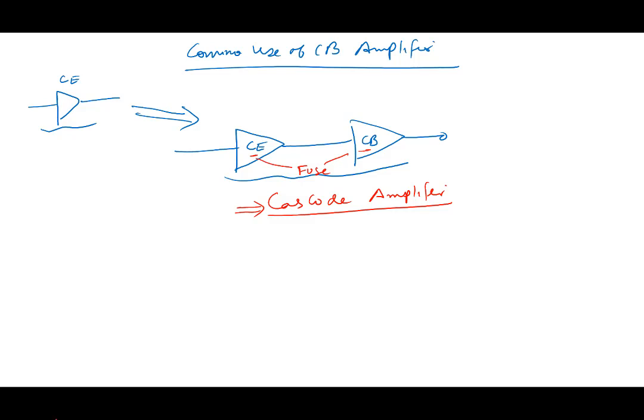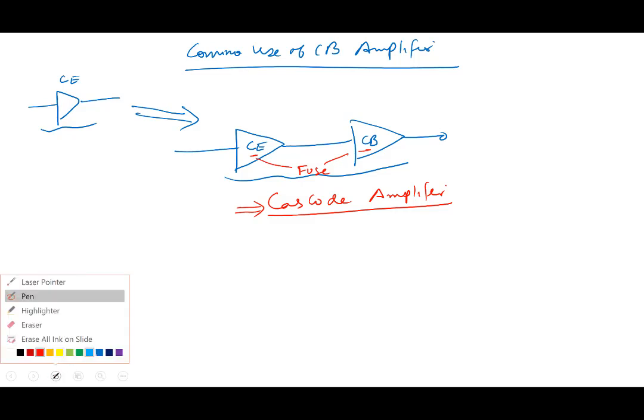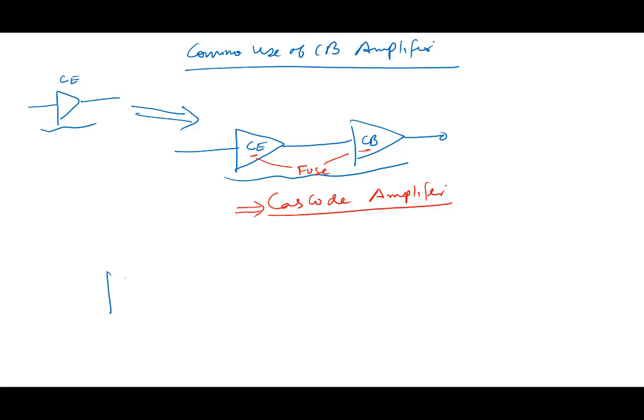See, the idea behind this is as follows. Let's take a common emitter amplifier. This common emitter amplifier has a problem of C mu, right? Remember, C mu is connected between, in a common emitter amplifier, the base and the collector. And the problem is that between the base and collector, there is C mu, which is getting multiplied by the gain. That's the problem with the common emitter amplifier here.